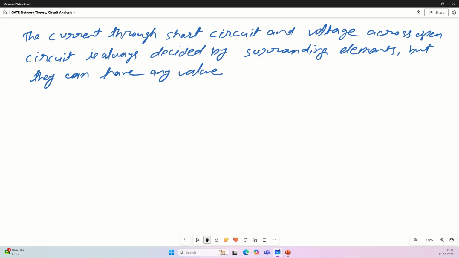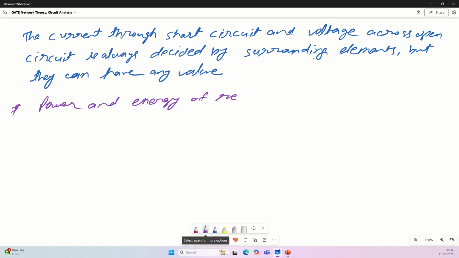Now let us talk about power and energy of a resistor, because this is going to be a very important topic. Okay. So I am going to write down power and energy of a resistor. This you already know, okay?